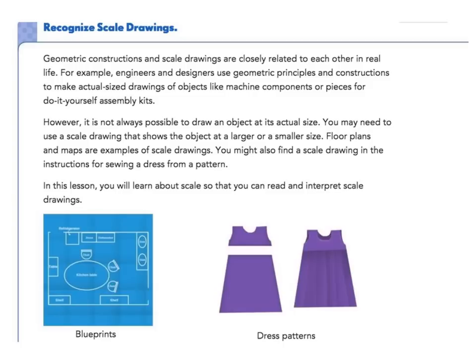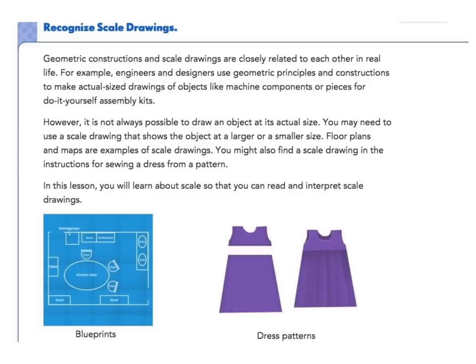However, it's not always possible to draw an object at its actual size. You may need to use a scale drawing that shows an object at a larger or smaller size. Floor plans and maps are examples of scale drawings. You might also find a scale drawing in the instructions for sewing a dress from a pattern. In this lesson, you will learn about scale so you can read and interpret scale drawings.